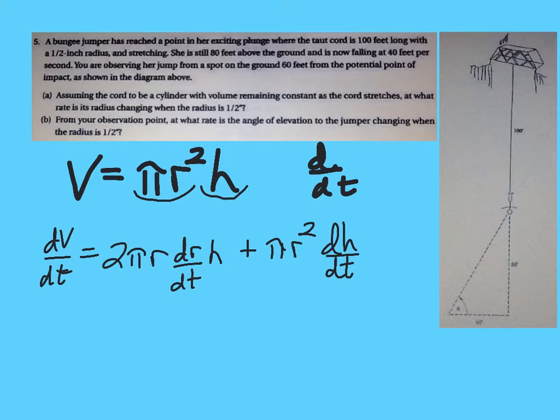So the volume is not changing. It does tell us in the question that the volume remains constant, so there is no change in volume. We are at this point where the radius is 1/2 of an inch, and we want to find dr/dt. And the height is this part right here, so there's basically the height of our cylinder. So that is 100 feet.